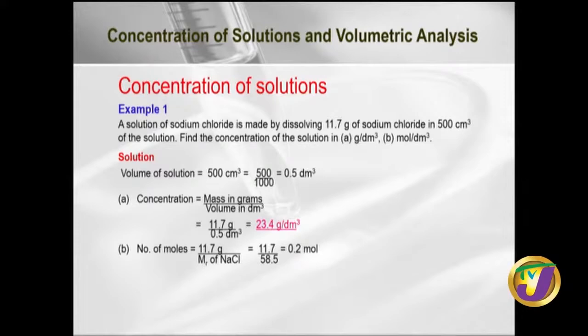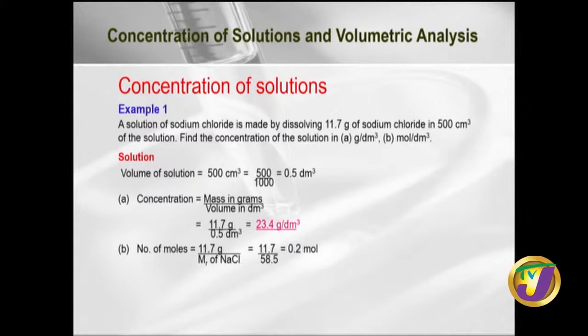So 35.5 plus 23 will give us our 58 grams. All right, so this unit is gram per mole, and 11.7 is grams. So when we divide what we got in the question by the molar mass, we will get 0.2 moles. And if we have 0.2 moles, how do we get mole per dm cube?